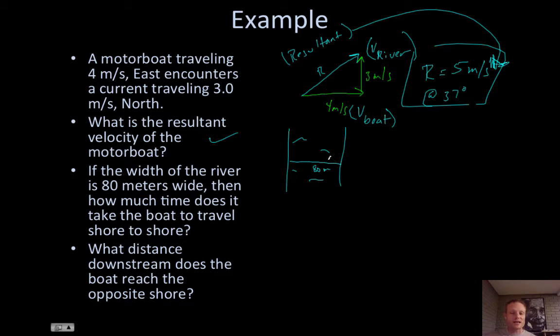So when we're looking at the 80 meters, that's basically looking at the eastern vector, the 4 meters per second, and that is the velocity I want to use. I want to use the 4 meters per second. How long would it take a boat to travel 80 meters?